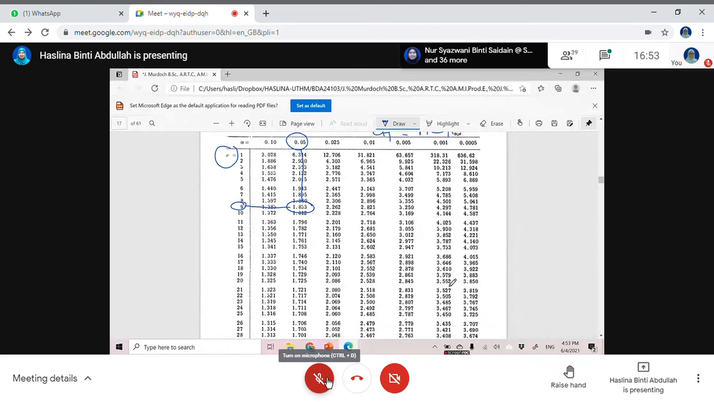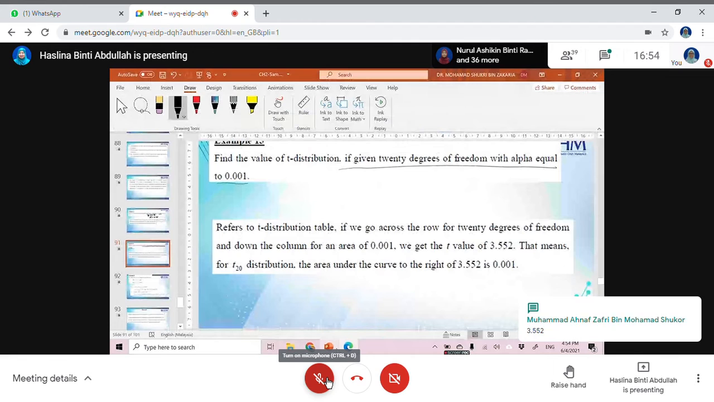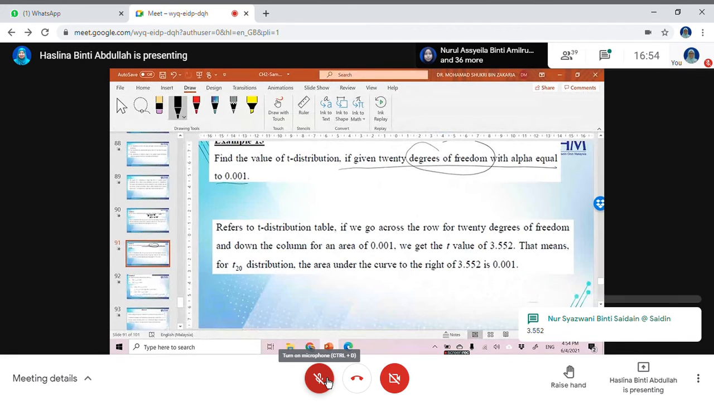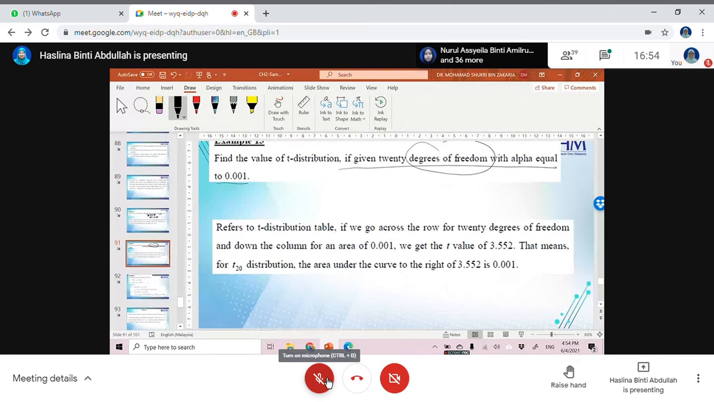Dia bagi tolak satu kot. Jangan tolak satu. Kat sini dah bagi tahu degree of freedom. Saya tak tolak, doktor. Jika diberi degree of freedom, if the statement gives you degree of freedom, you don't need to minus 1. Just refer to the table directly.